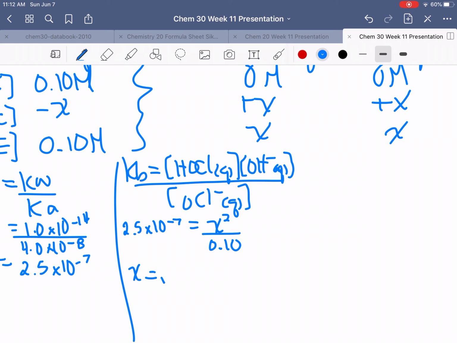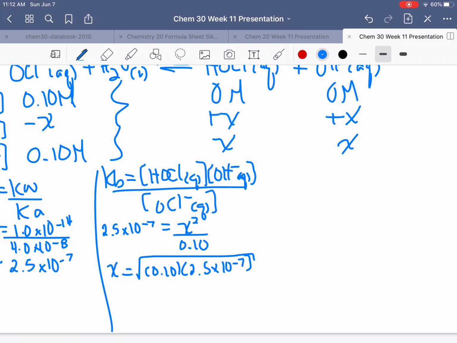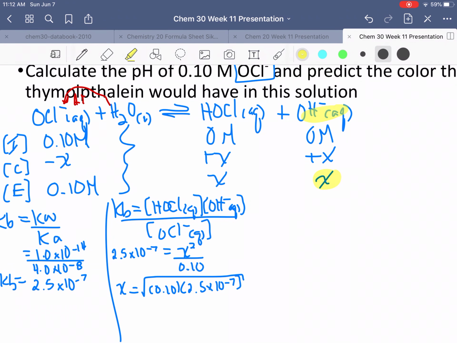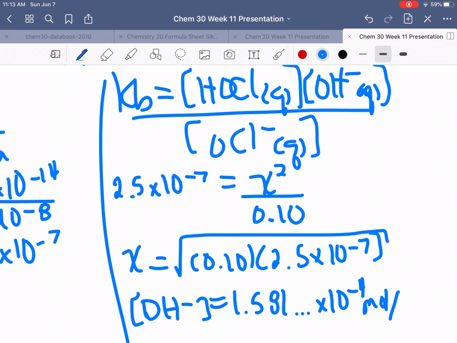Get X by itself. See what I mean, guys? You should be hitting the point where you're like, yeah, I got this. Good. If you're feeling the repetition and you're starting to be able to just flow with it, excellent. Remember that X is representative of the concentration of hydroxide. So I'm going to now replace X with hydroxide concentration, and we just calculated it to be 1.581 times 10 to the negative 4 moles per liter.